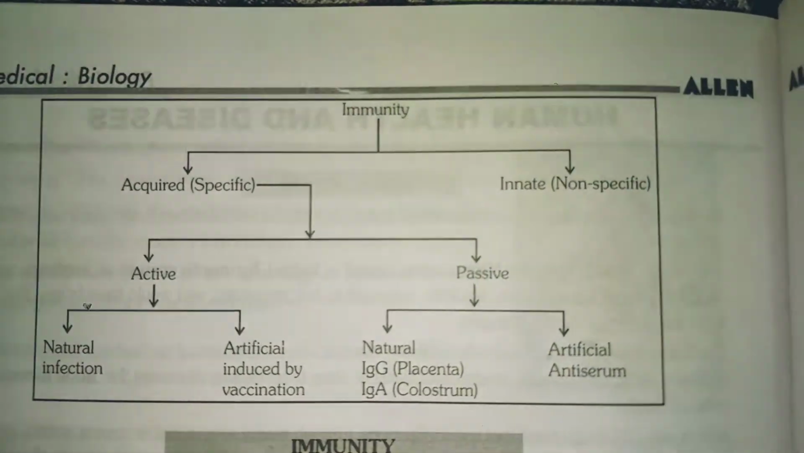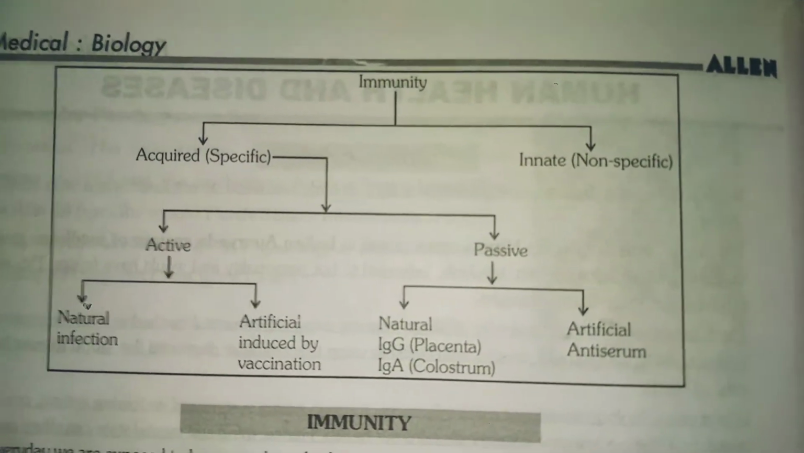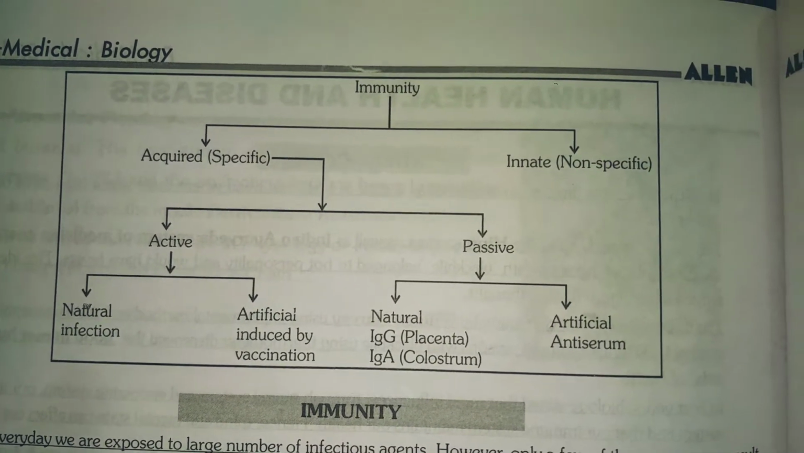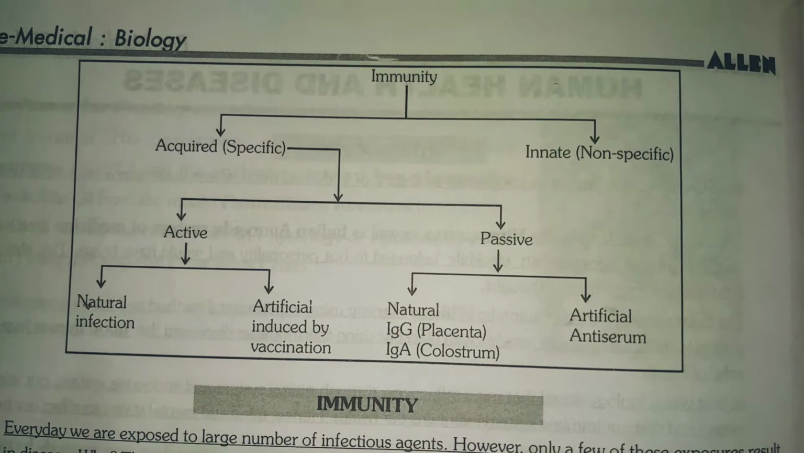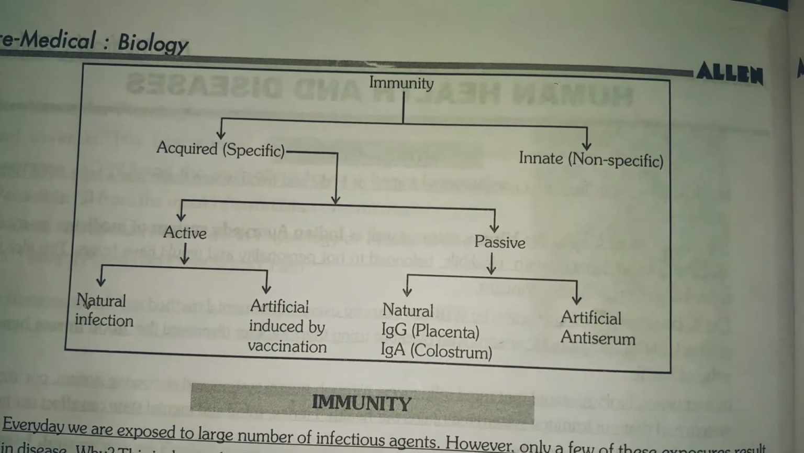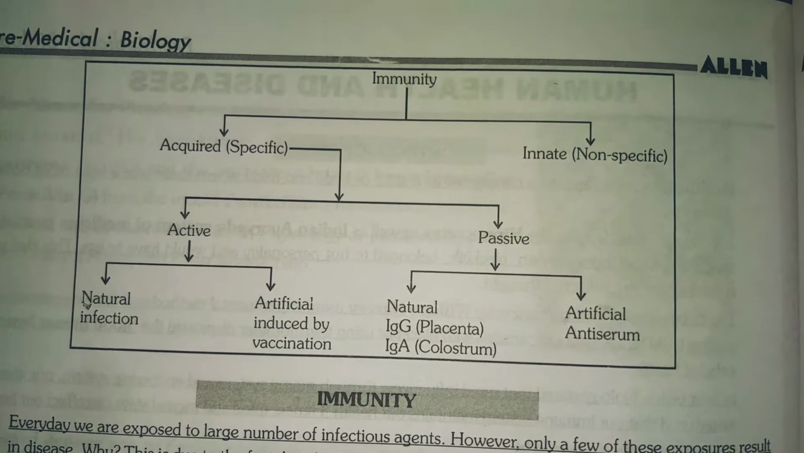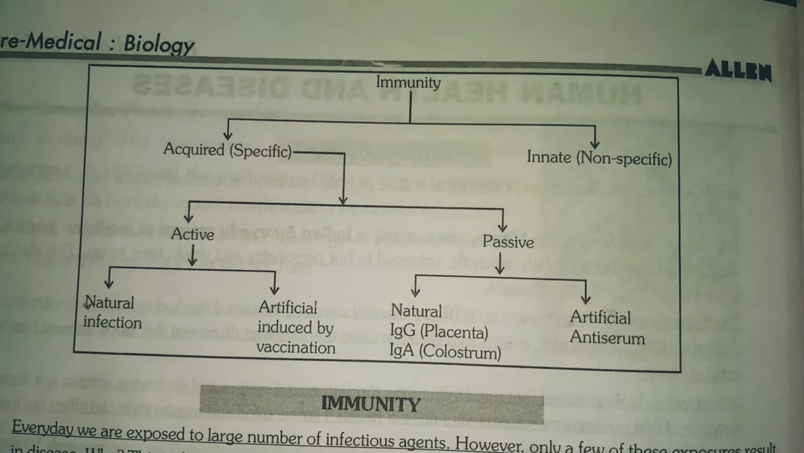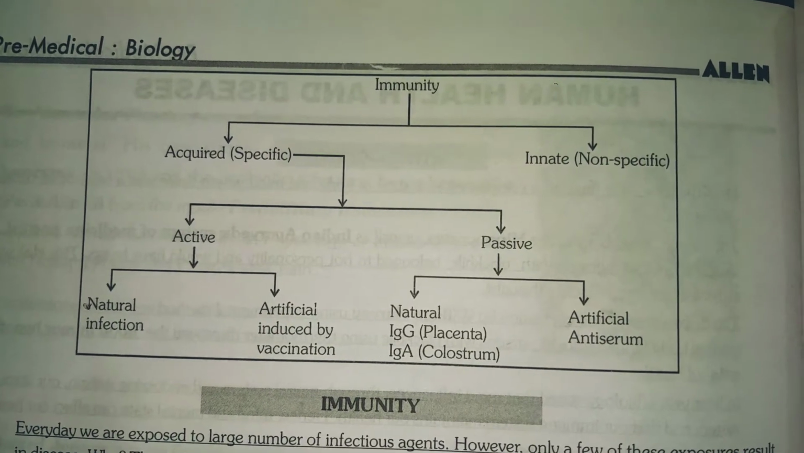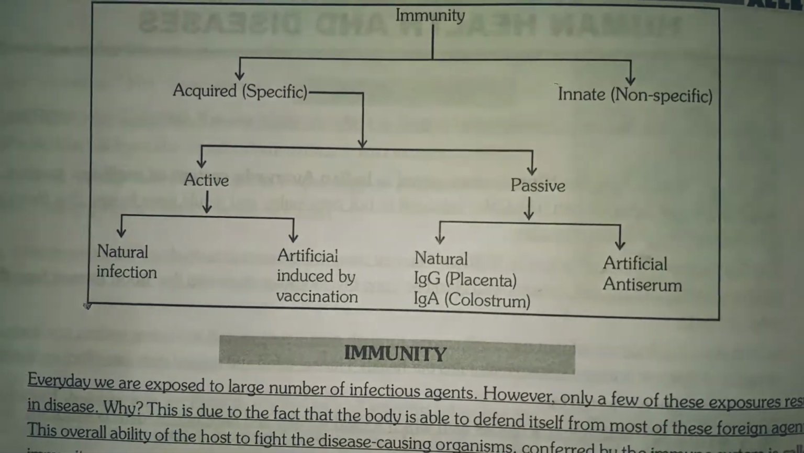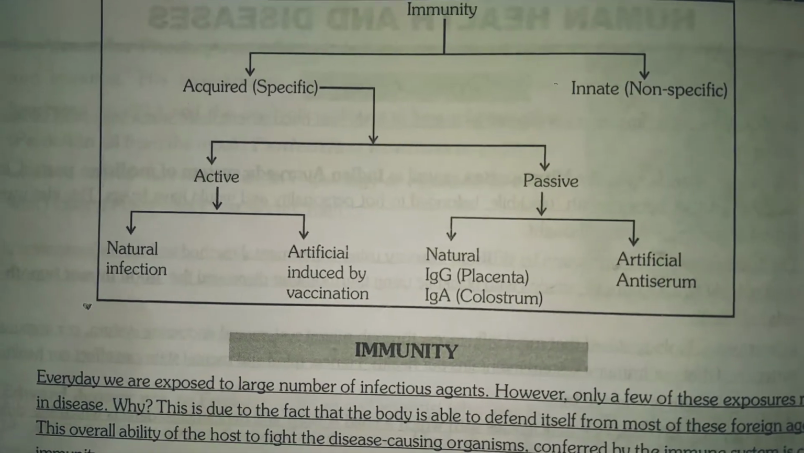It is summarized here, so let's take a look. It can be acquired and innate immunity. Acquired immunity is further divided into two types, that is active and passive. Active is further of two types: natural infection, that is the immunity that is acquired by natural infection, and the second one, artificial, that is vaccination. Passive is again of two types, that is natural and artificial.